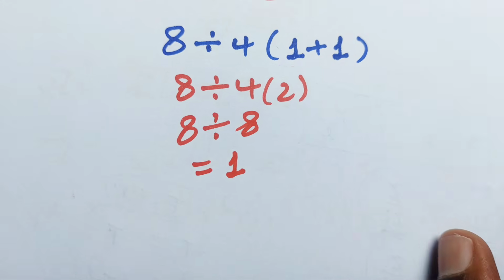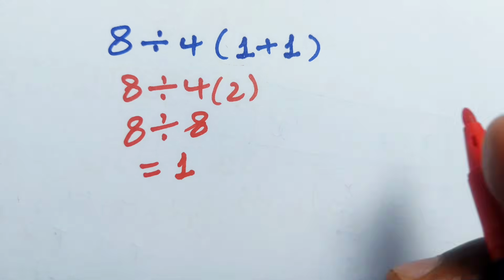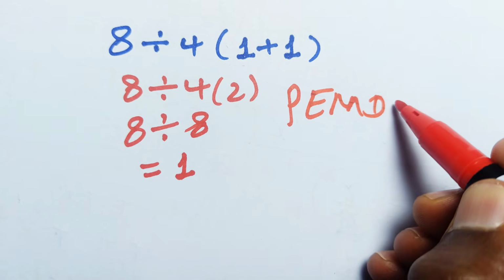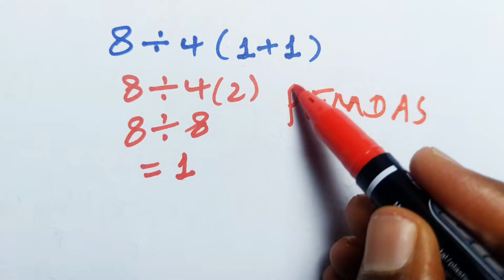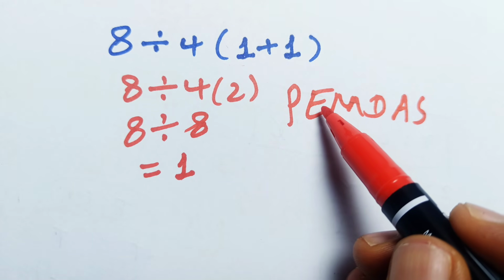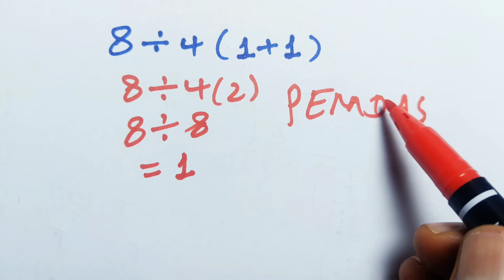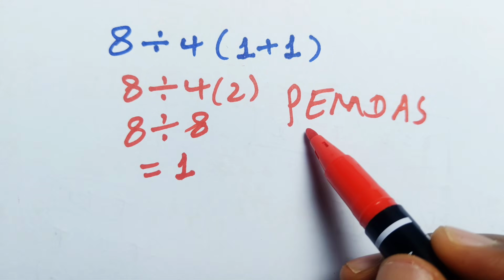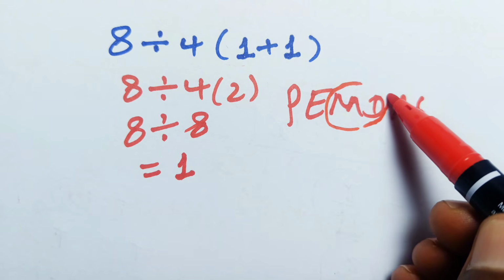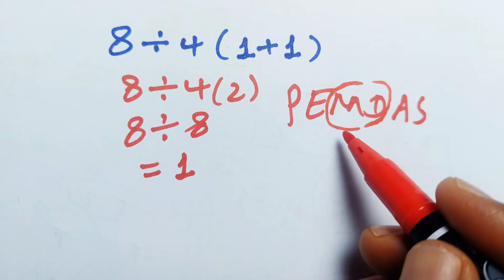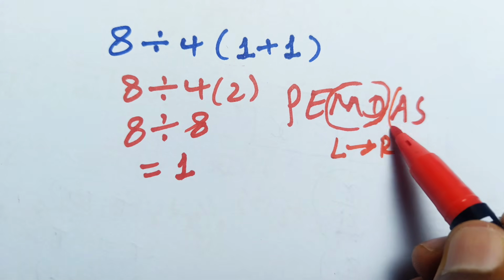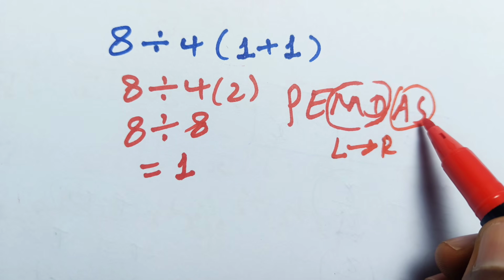You made a mistake because you are not following the order of operations, the rule PEMDAS. Here P is parentheses or the expression inside the bracket, then exponents, multiplication, division, addition, and subtraction. You have to follow this order. But multiplication and division have the same priority, so we perform them from left to right, and the same applies to addition and subtraction because they have the same priority.